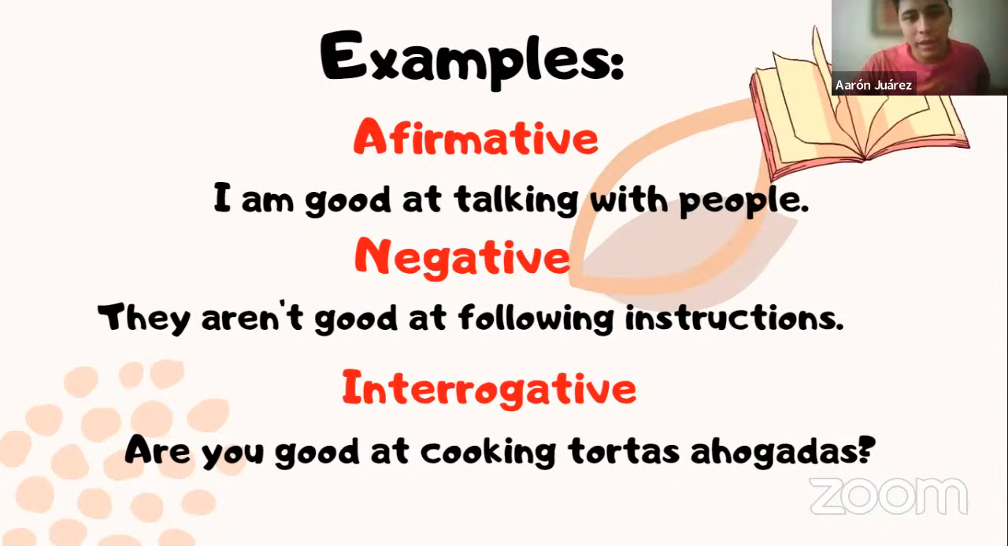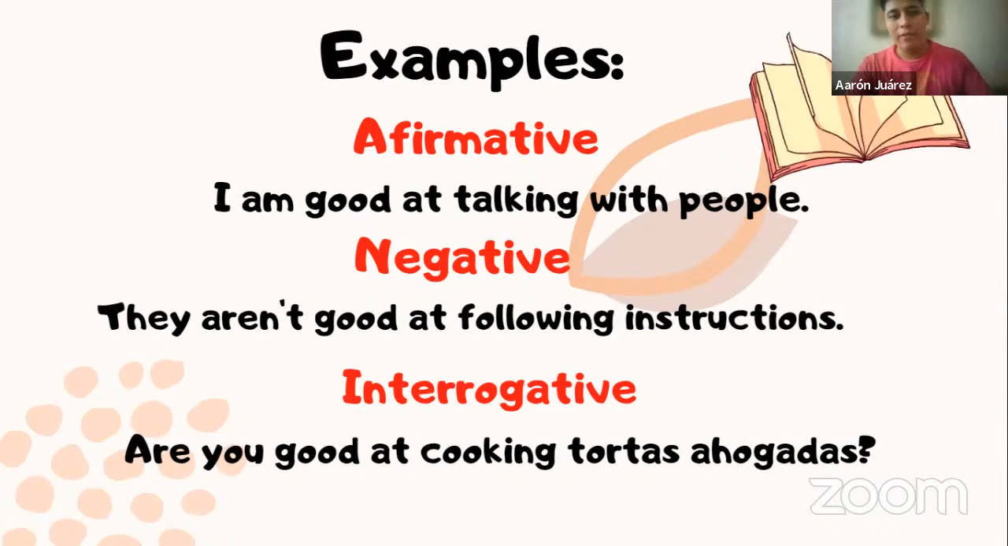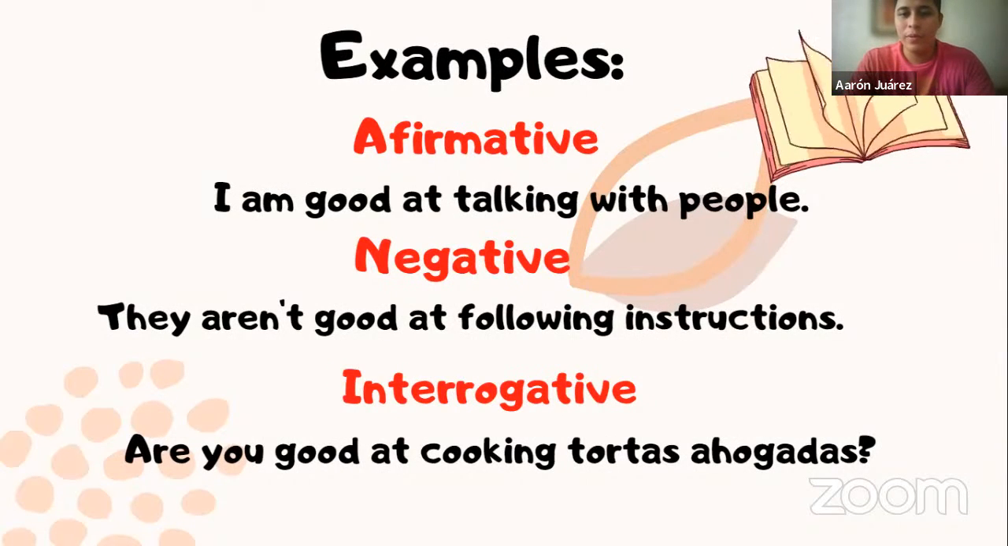Okay, some examples. For affirmative: I'm good at talking with people. In negative form: they aren't good at following instructions. In interrogative form: are you good at cooking tortas ahogadas? Some examples for good at.